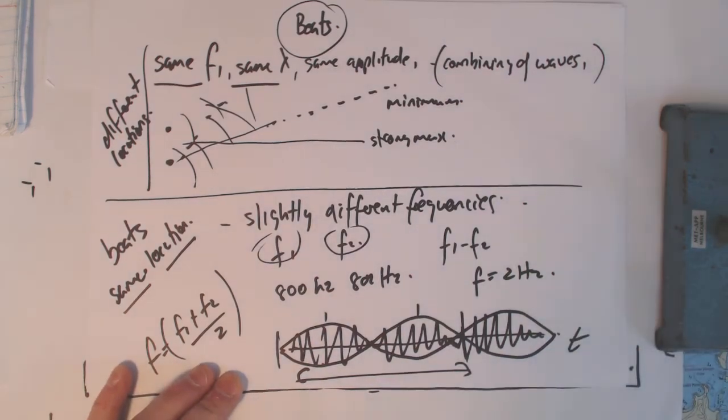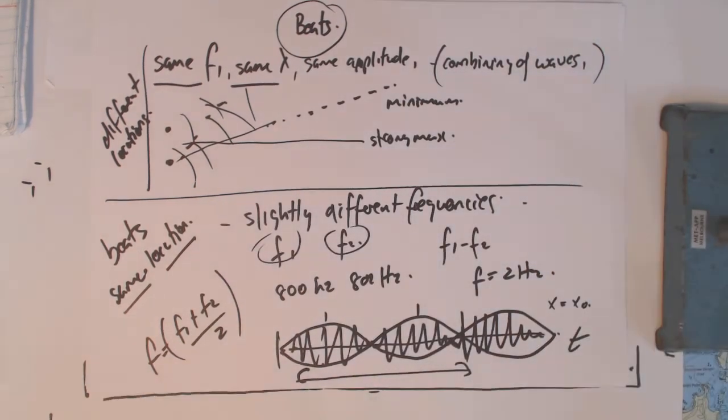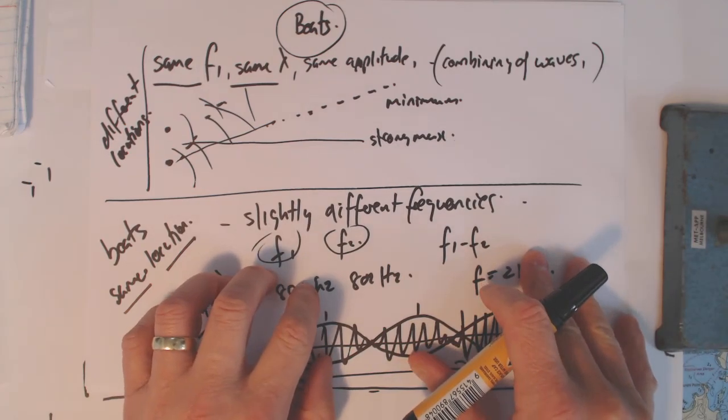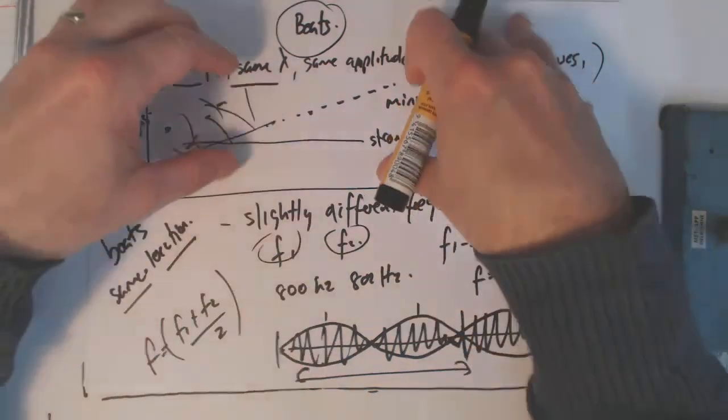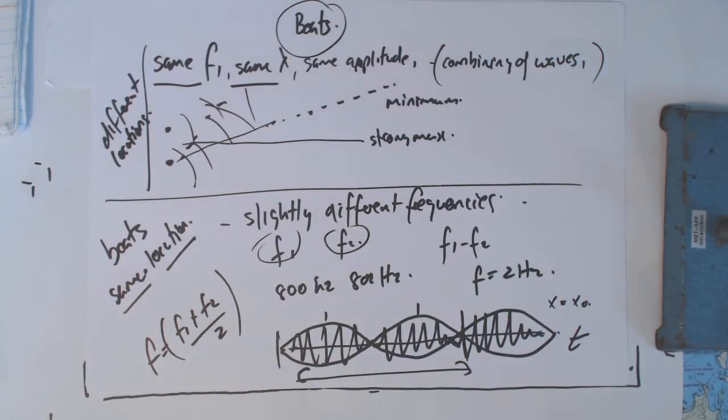So this is time moving on, but it's at a fixed location. So x would equal x naught at a fixed location. This one varies in time at the same place. This one varies in place. For the mathematical explanation of beats, watch the next video.